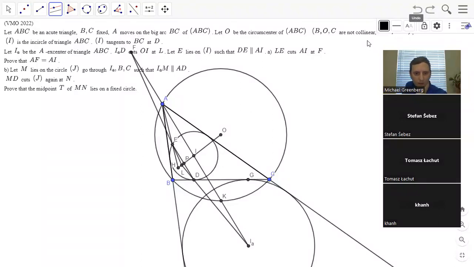K, D, OI and AE. Maybe we could use Desargues' theorem or something. So EID is isosceles. AOK is also isosceles. Yeah, so we have two isosceles triangles.